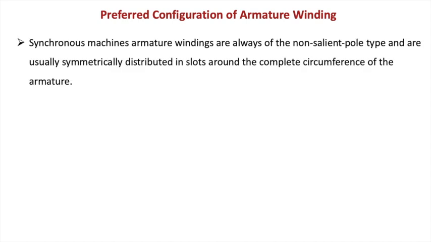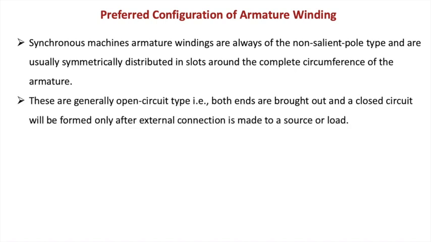Now the preferred configuration of armature winding, that is what exactly is preferred practically. Synchronous machine armature windings are always of non-salient pole type and are usually symmetrically distributed in slots around the complete circumference of the armature. The rotor may be salient or non-salient pole type, but the armature is always non-salient pole type. These are generally open circuit type. Both ends are brought out and a closed circuit will be formed only after the external connection is made through a source or the load.